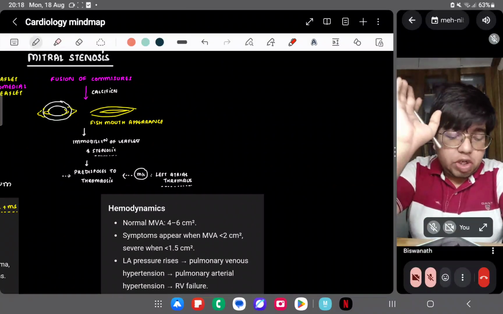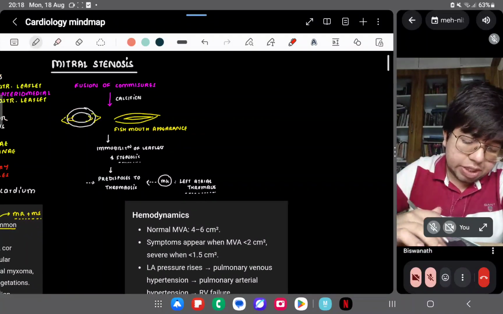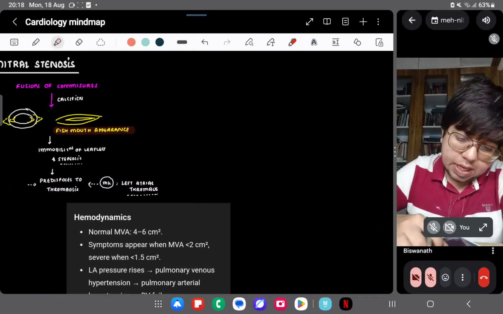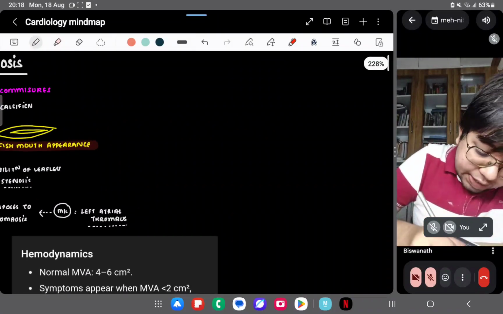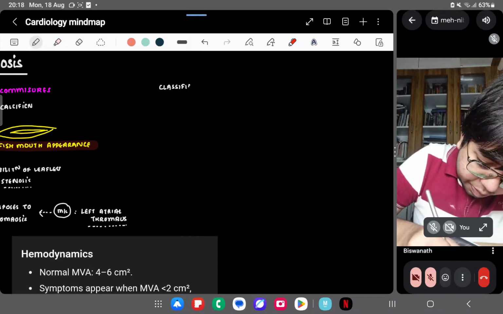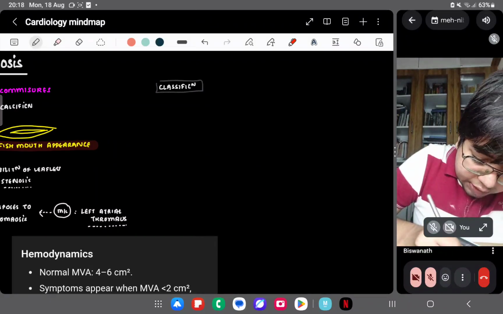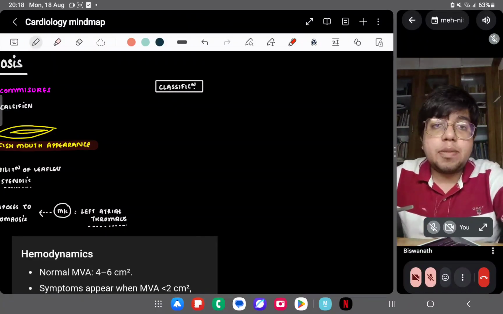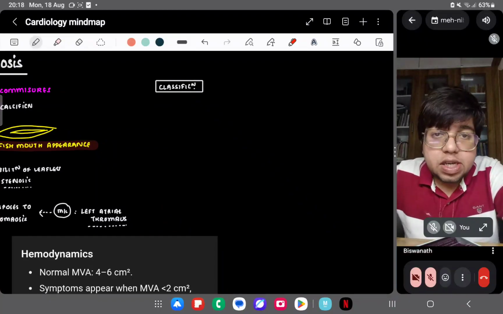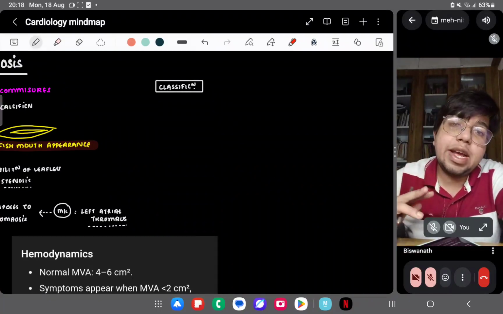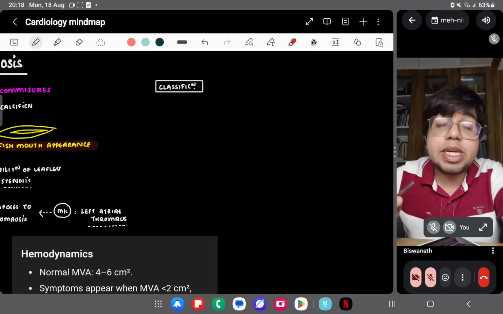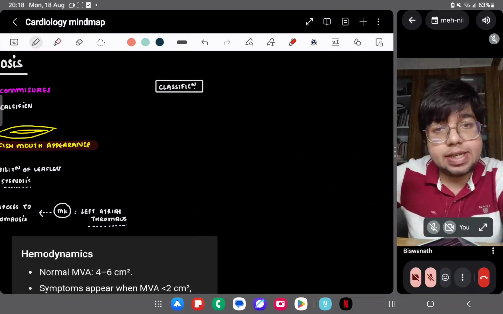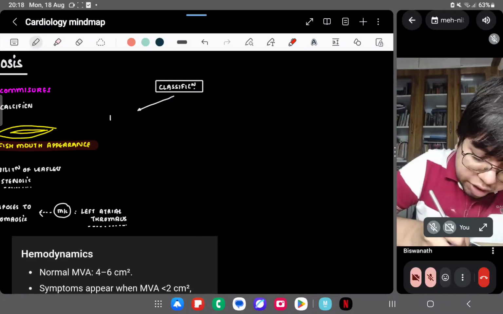So we saw this is the pathogenesis. You can write this pathogenesis. I told you about the fish mouth appearance, which is a classical feature seen in mitral stenosis. We'll see the classification. Mitral stenosis can be divided into three types. The old classification was a different sort of entity. The new classification divides mitral stenosis into three types based on the mitral valve area. This mitral valve area is taken into consideration, and it is divided into three types. The three types are progressive.